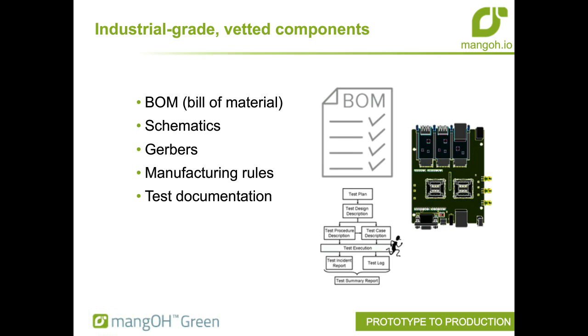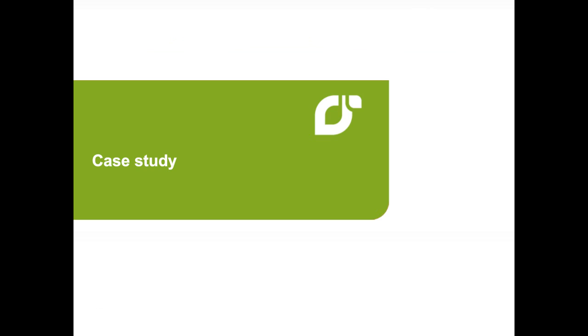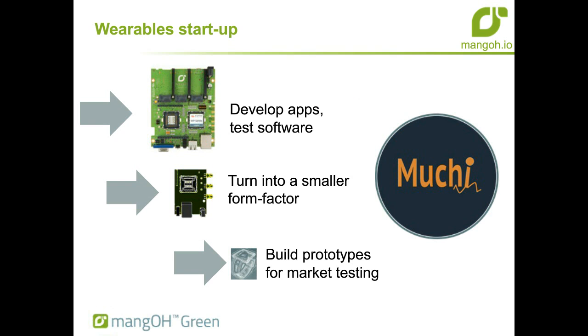So now let's look at a use case or a case study of one of the companies we have worked with that has used this platform. Muji is a wearable company based in San Francisco. They obtained an early version of the Mango Green from our sales team. They then used this to develop apps for the wearable design. Simultaneously, they worked on miniaturizing the design to meet their form factor needs.